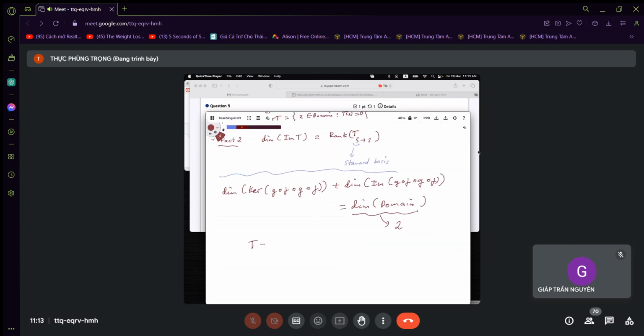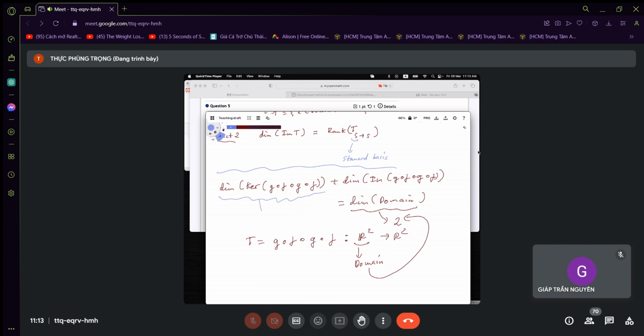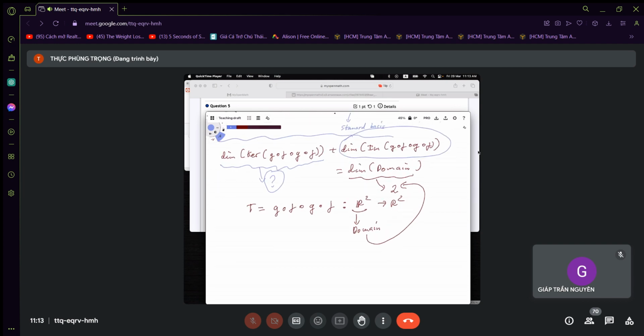If you consider this one, if you set T for this, then this one goes from R2 to R2, right? So this is the domain you have. And the dimension is, of course, the number 2. So the question is about this one, find this, right? In order to find this, you may look at this one, find the dimension of the image. The dimension of the image is the rank of this. The dimension of the image is just the rank of the matrix of T in the standard basis. And it's the one right here.